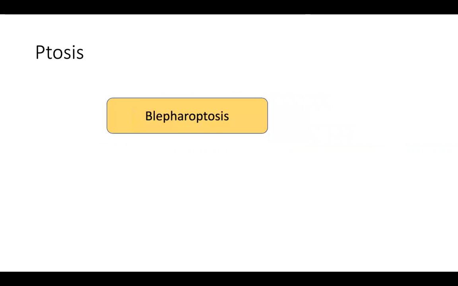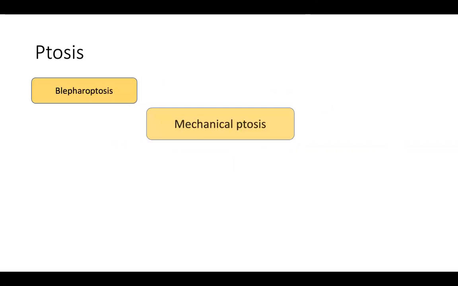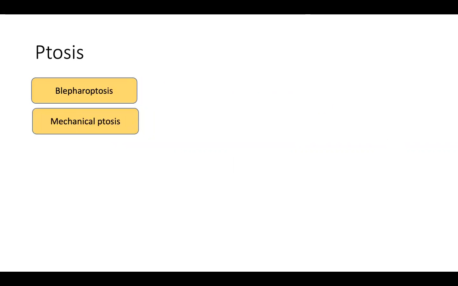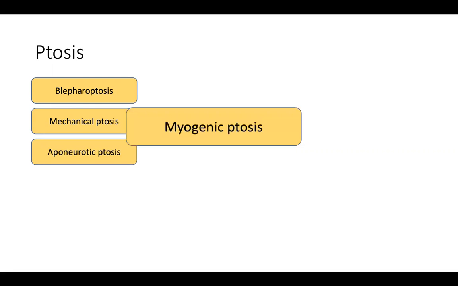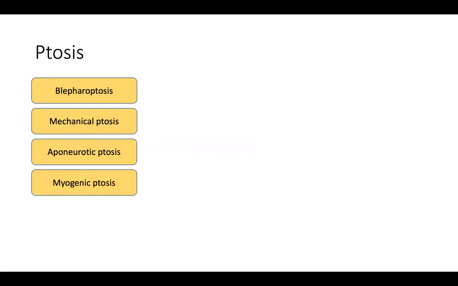In this set of slides, we will discuss 5 etiologies, namely blepharoptosis, mechanical ptosis, aponeurotic ptosis, myogenic ptosis, and neurogenic ptosis.